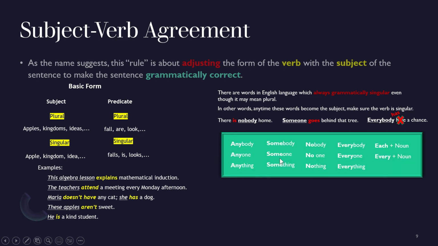The other words that always mean singular are anybody, anyone, anything, somebody, someone, something, nobody, no one, nothing, everybody, everyone, everything, or each plus noun, every plus noun: each student, every day, each apple, every kingdom. If you encounter these words, you have to make the verb singular because these words mean singular.